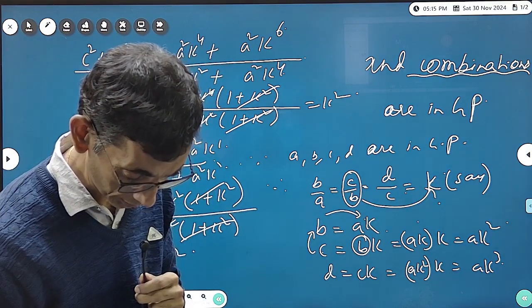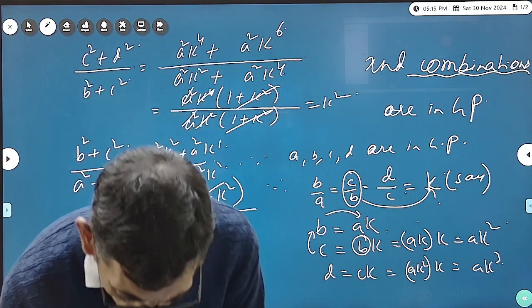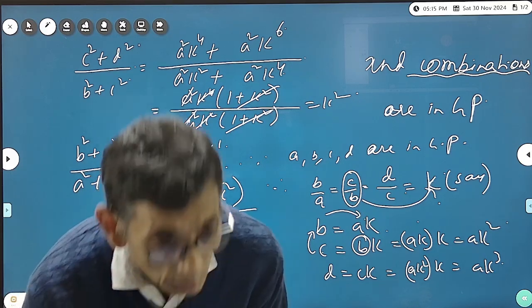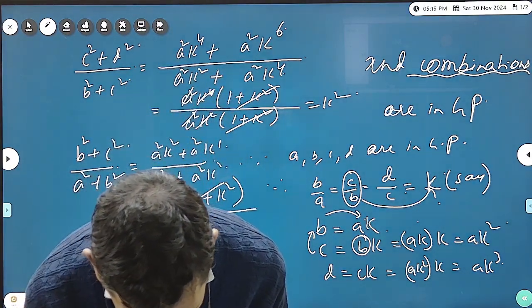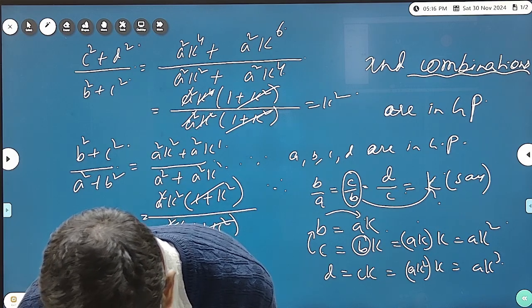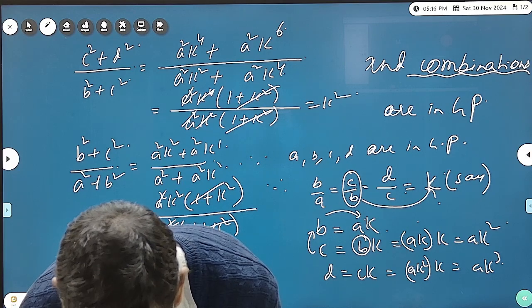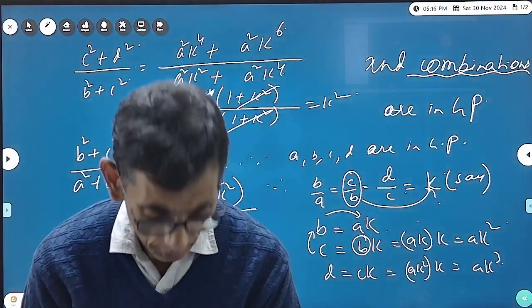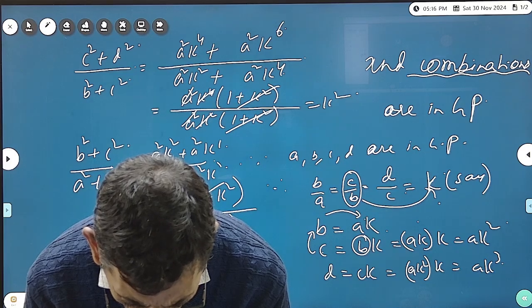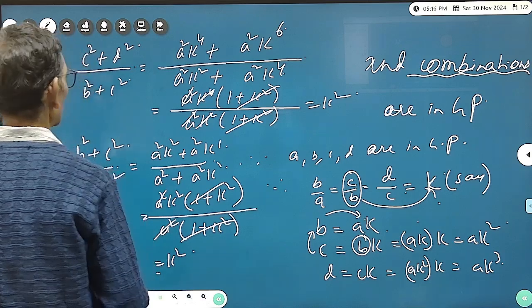So there is a mistake in these questions. So we'll just start permutation combination. Okay, let's start permutation combinations. Right?